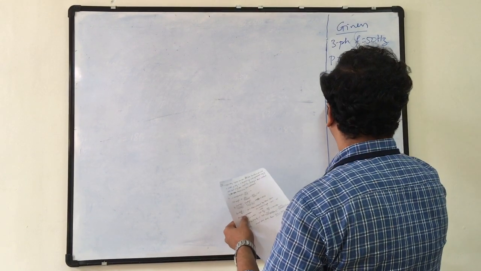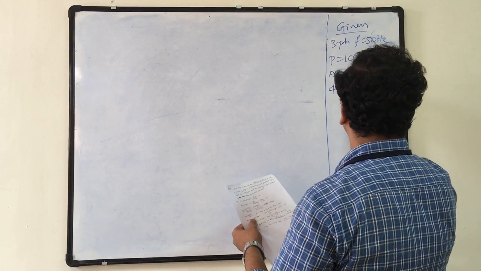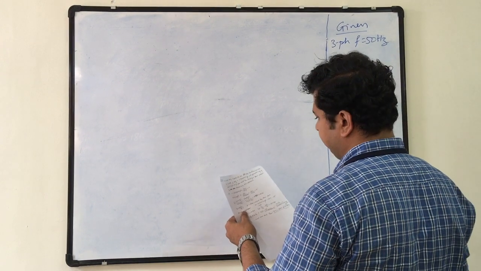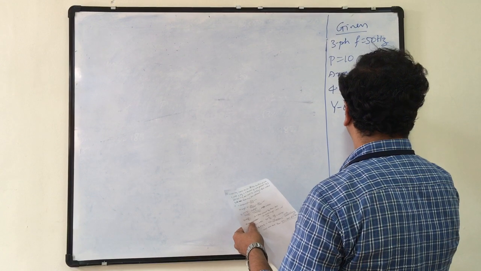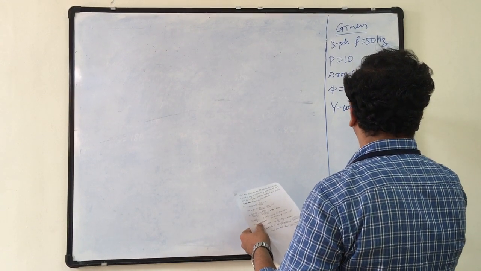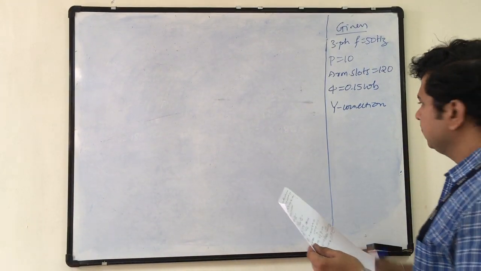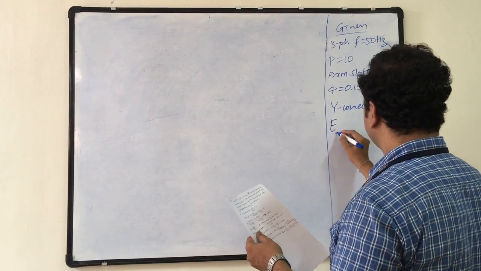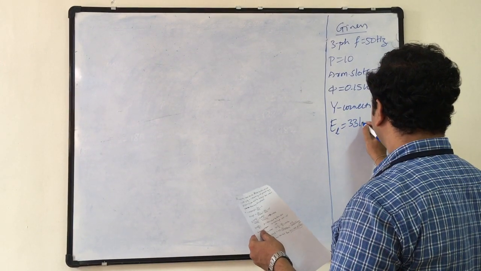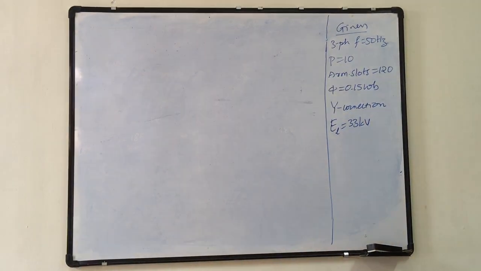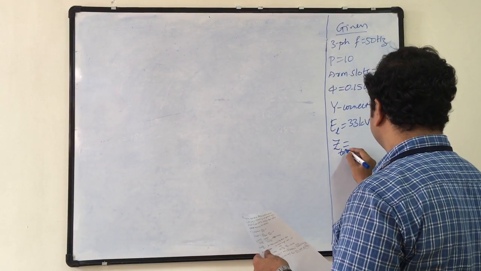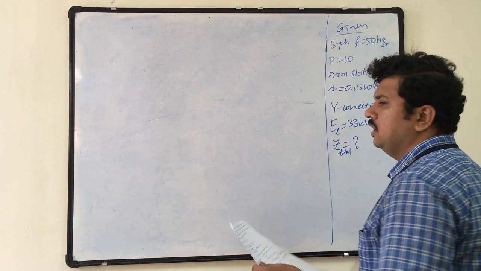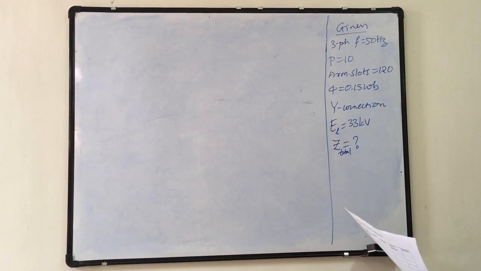The flux per pole phi is 0.15 Wb. The winding is star connected, and the induced or generated voltage EL is 33 kV. By default, the voltage given is the line voltage. Okay, 33 kV. So I should find the total number of armature conductors.